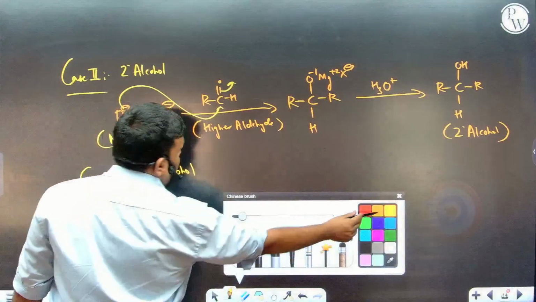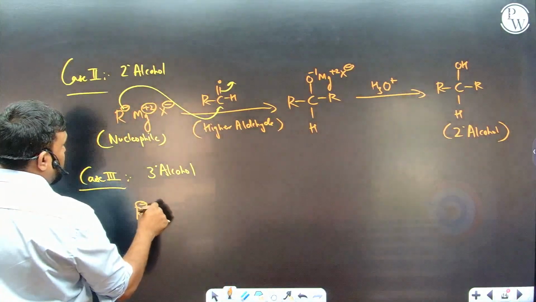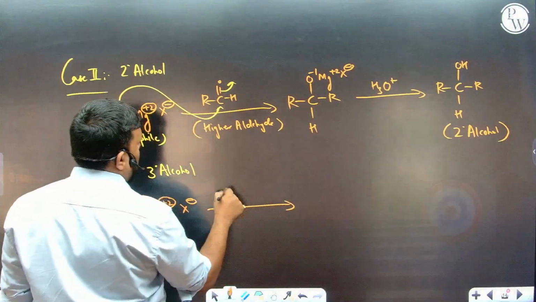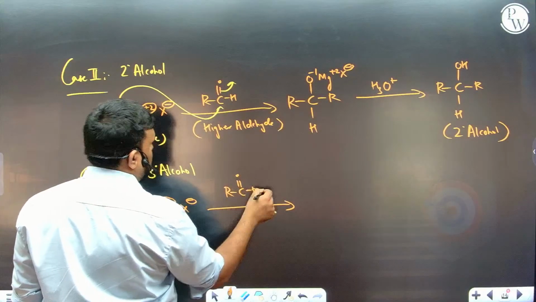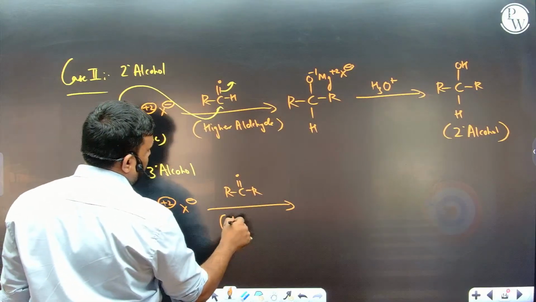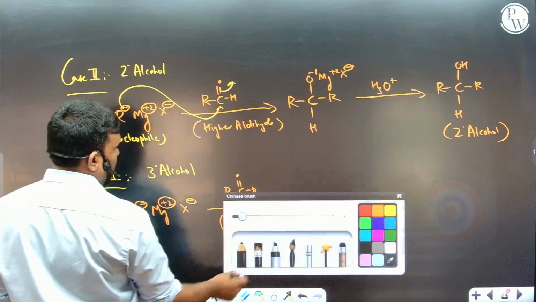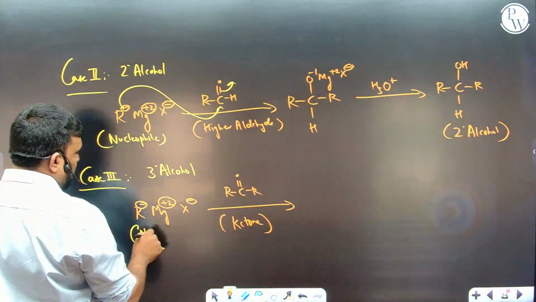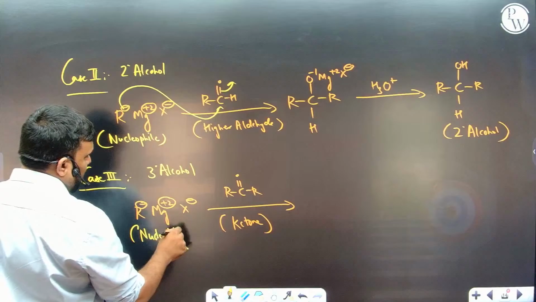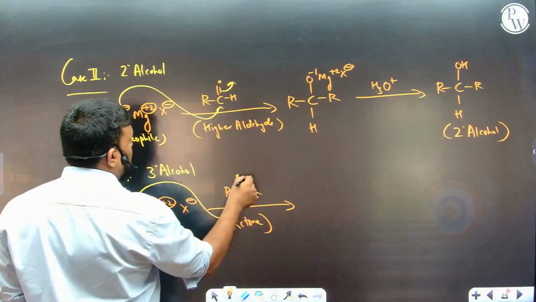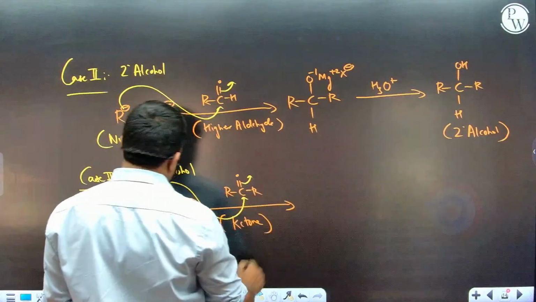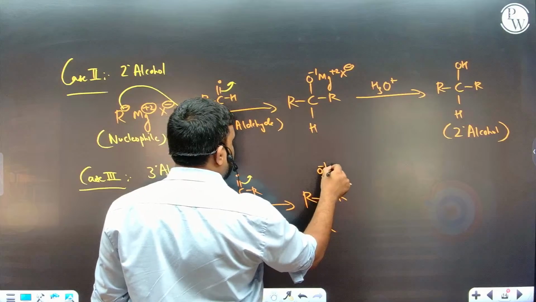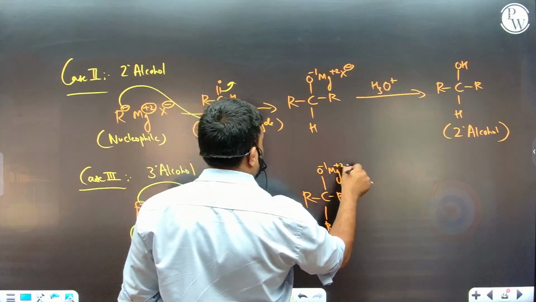You have R-Mg+2X- reacting with RCOR, which is nothing but a ketone. Now we have a ketone in place of the higher aldehyde. Again the Grignard reagent will act as a nucleophile, attack this position, and the electrons will shift upwards. You will get RCRR-O-Mg+2X-.